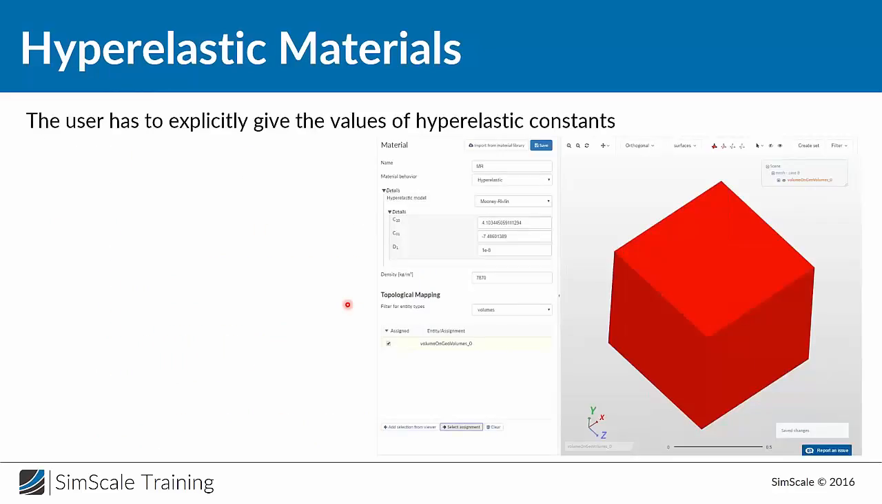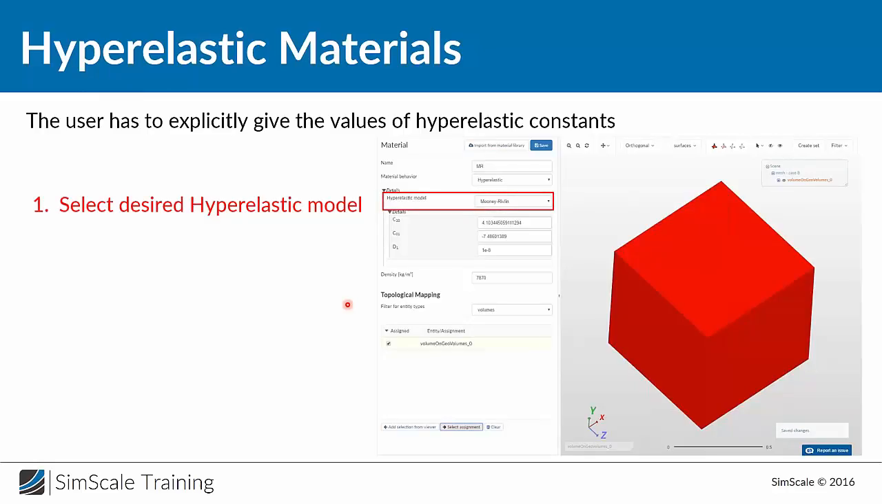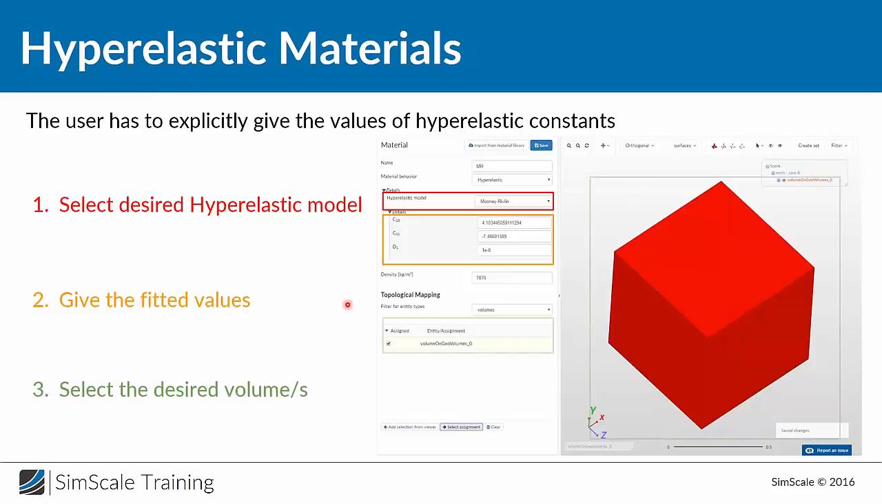And just to show you how to define a hyperelastic material, you choose first of all the model you want to use, you give the fitted values, and then you select the volume where you want to assign this material model.